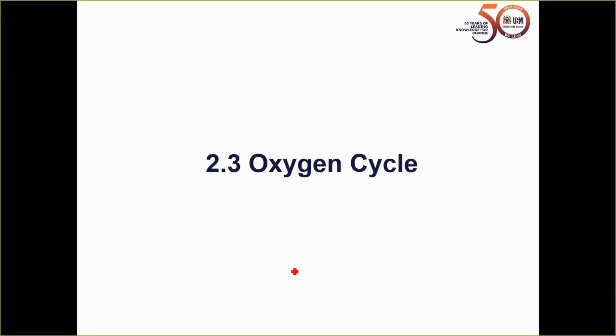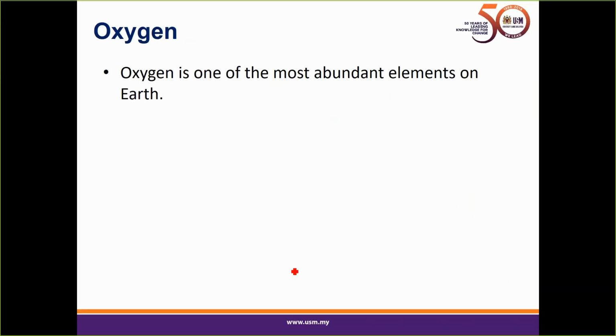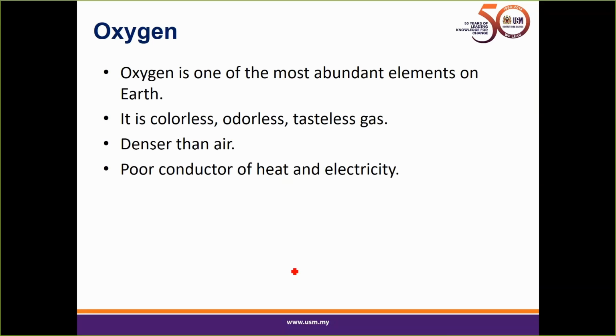The next cycle that we will discuss is the oxygen cycle. Oxygen is one of the most abundant elements on Earth. It is a colorless, odorless, and tasteless gas. It is denser than air and is a poor conductor of heat and electricity.